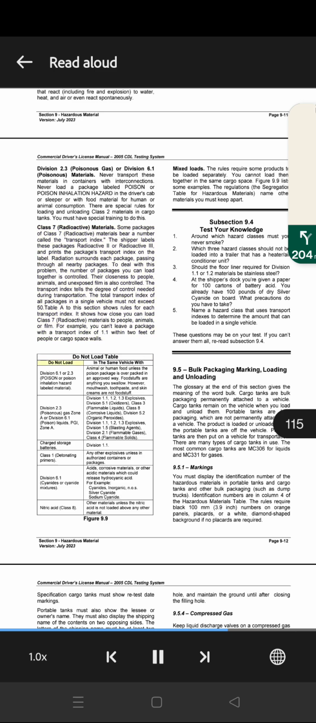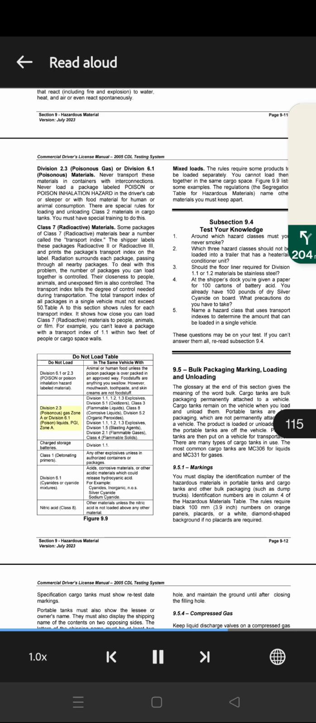Do not load in the same vehicle with Division 6.1 or 2.3 poison or poison inhalation hazard labeled material animal or human food unless the poison package is overpacked in an approved way. Foodstuffs are anything you swallow. However, mouthwash, toothpaste, and skin creams are not foodstuff.